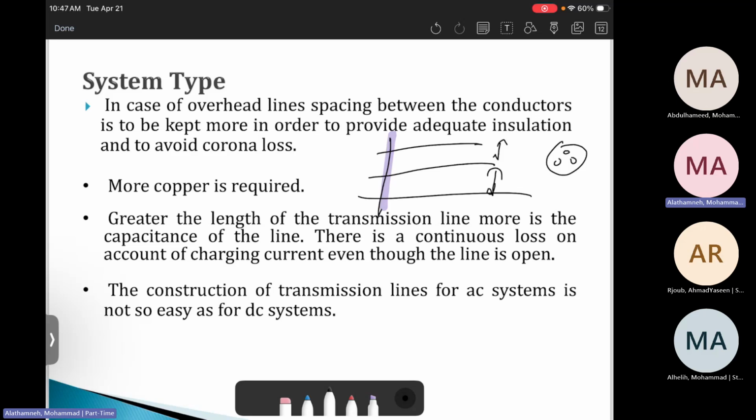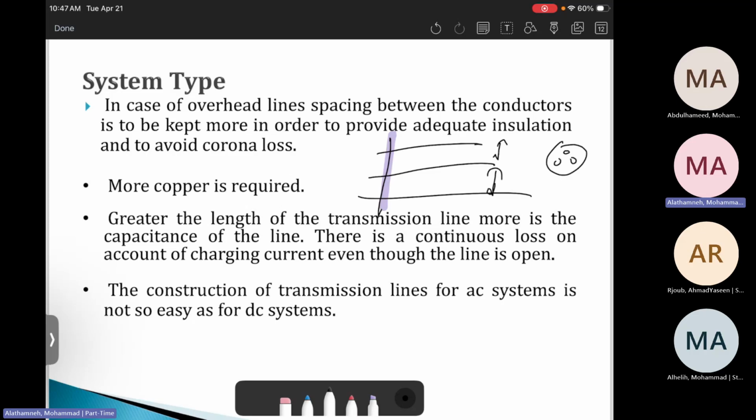Therefore, more copper is required in the underground cable. The greater the length of the transmission line, the more capacitance the transmission line has. That's what we said about the overhead transmission line: when we increase the length, there will be more capacitance. Sometimes under light load conditions, this can cause something we call the Ferranti effect, which is the receiving voltage being higher than the sending voltage.